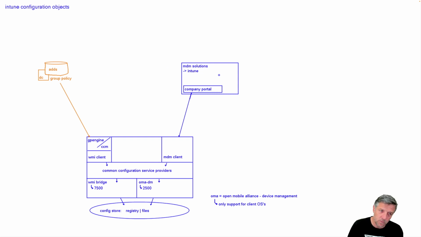Now, in Intune, we have all kinds of ways to push settings towards this client. If we think about Intune configuration objects, there are quite a few options. One of them is that we can make use of so-called configuration profiles. Configuration profiles in Intune allow you to do settings for any supported operating system and any type of setting.